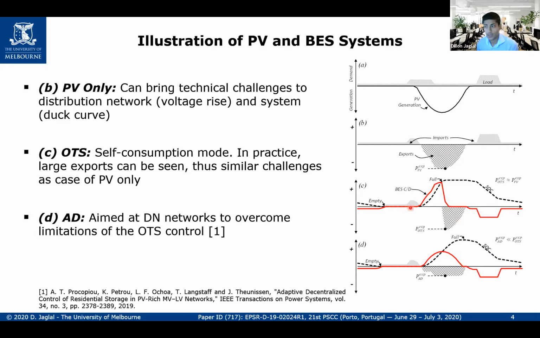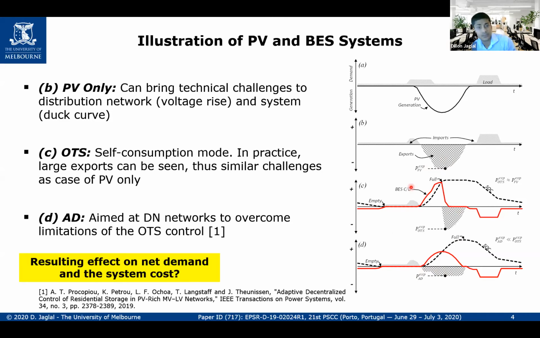And then finally, we have the AD, or Adaptive Decentralized Control, which was developed by some colleagues of mine here at the University of Melbourne. And it's aimed at distribution networks to overcome these impacts of large PV exports. The principle of operation is that it adapts the charging power proportional to PV generation, significantly reducing the PV exports. And what we can see from this hashed area here is that the exported power for the case of AD is much less than the case of OTS and PV only.